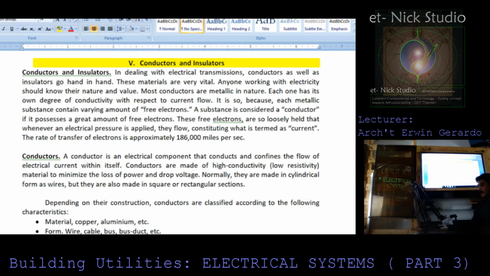These free electrons are so loosely held that whenever an electrical pressure is applied, they flow, constituting what is termed as current. The rate of transfer of electrons is approximately 186,000 miles per second.